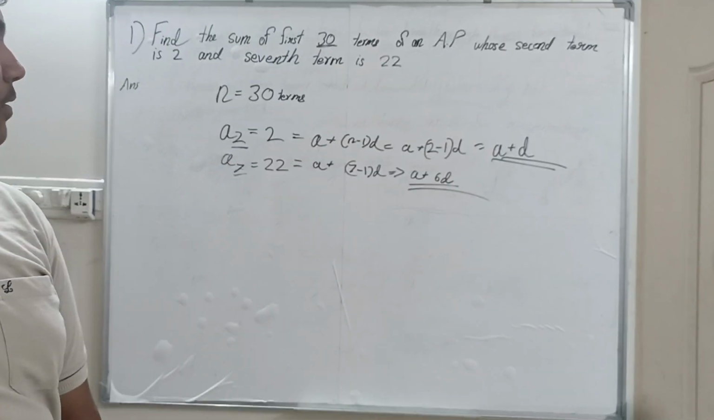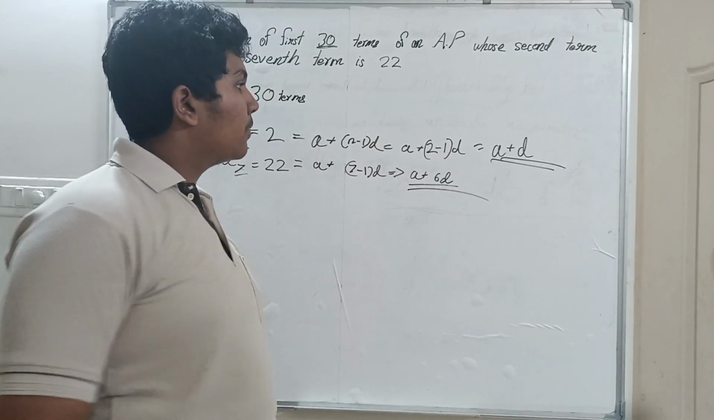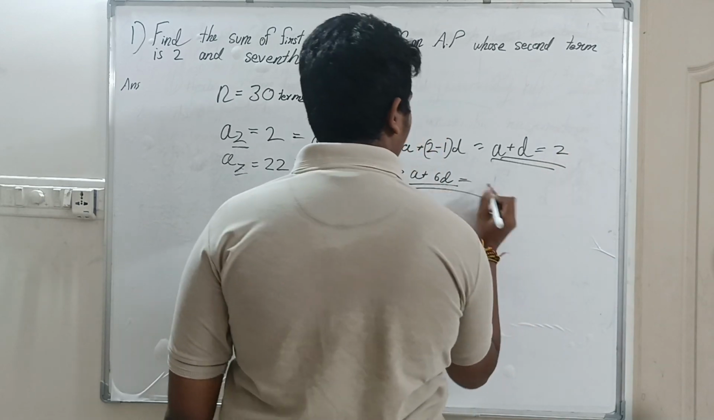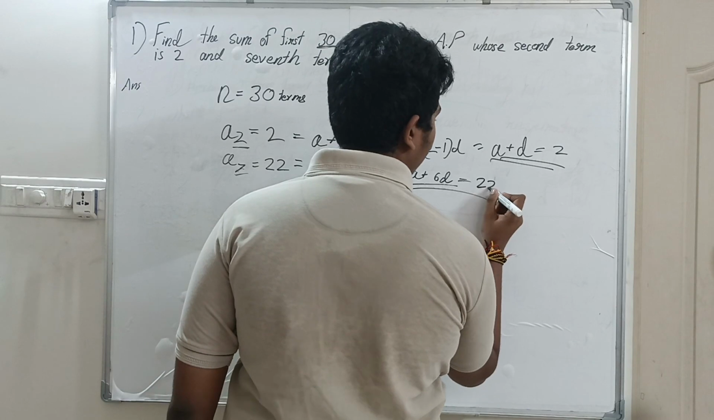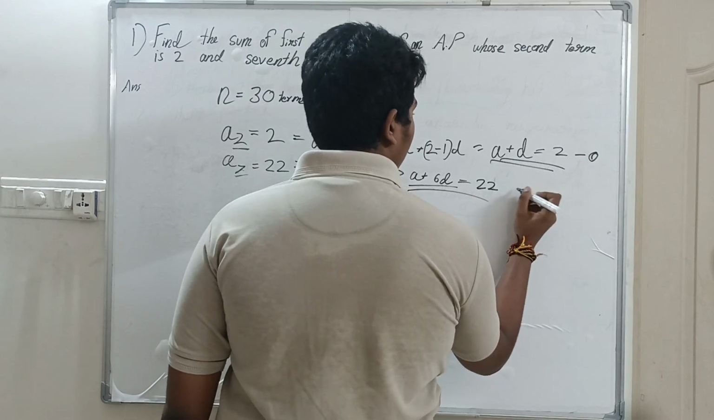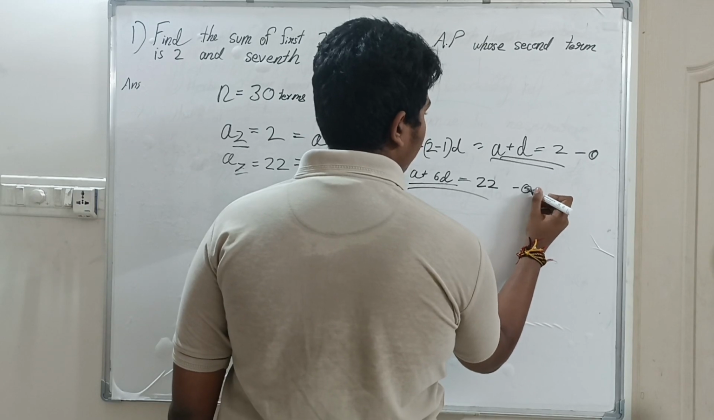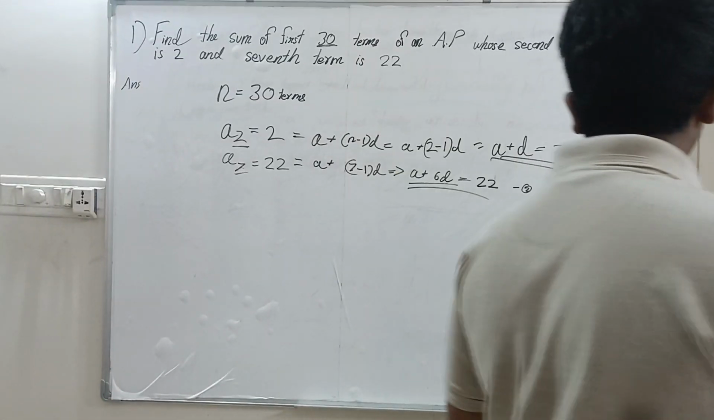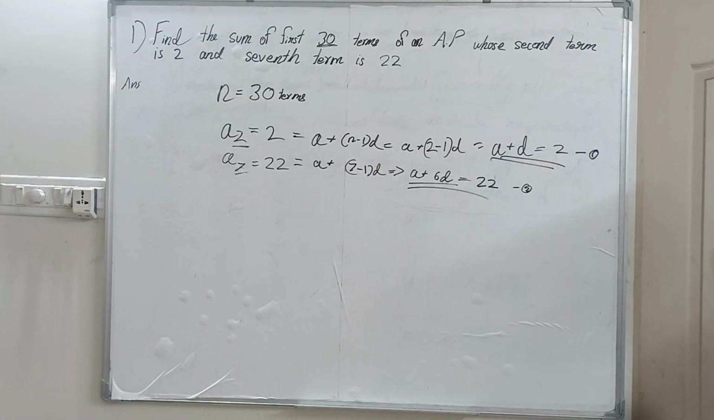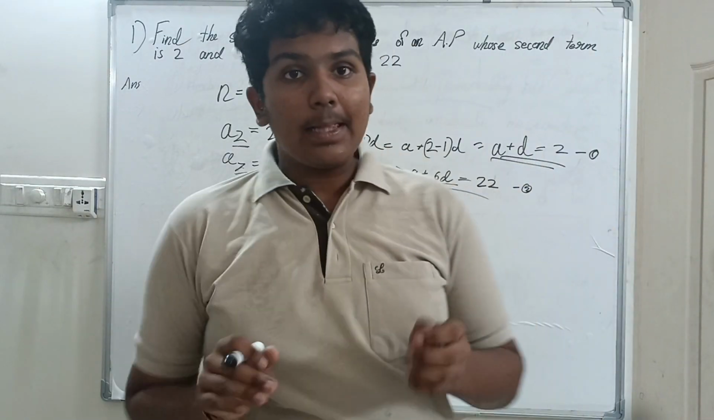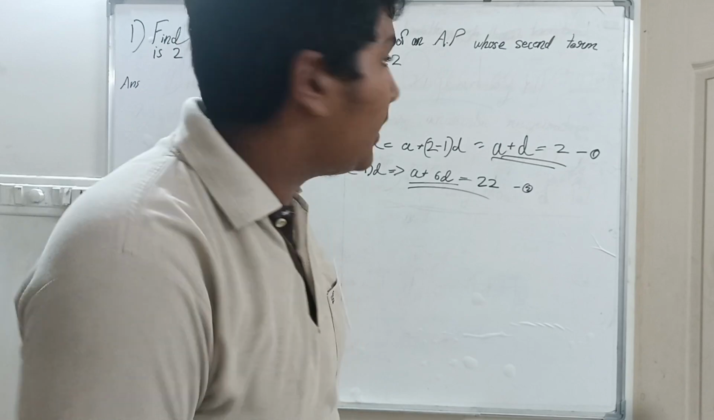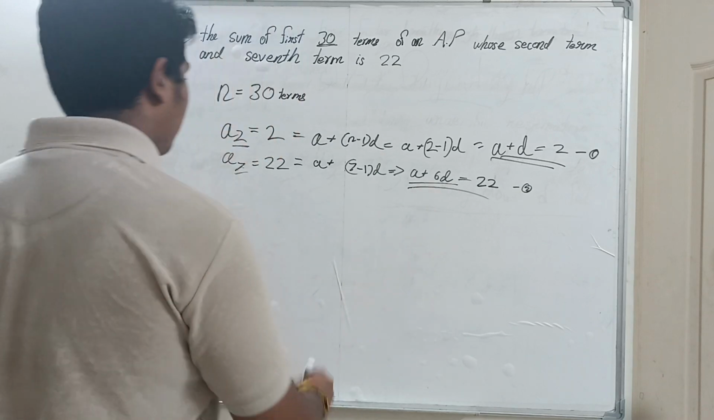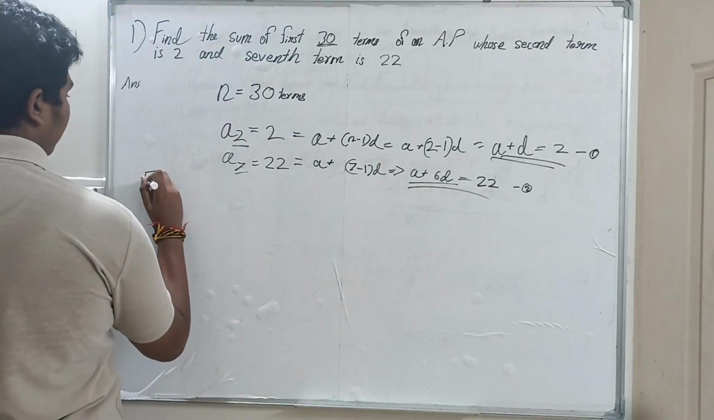Now you can use one method, right? Here a plus d is equal to 2, and here a plus 6d is equal to 22. Put this as equation number 1 and here equation number 2. So think, what would it be? Just look at the equations. There is a method called elimination method. You are eliminating a plus d and a plus 6d, so you are going to eliminate.